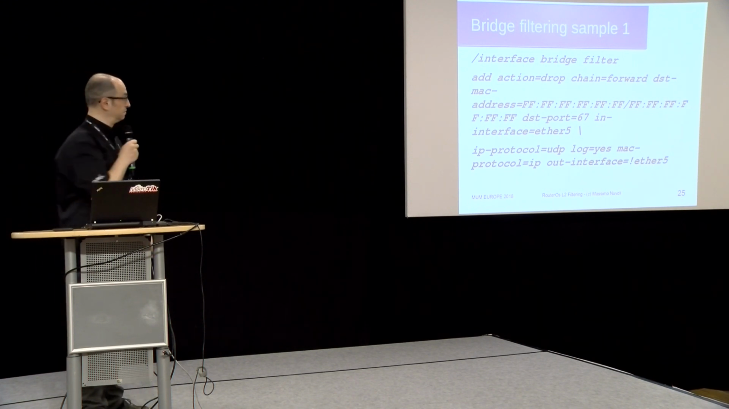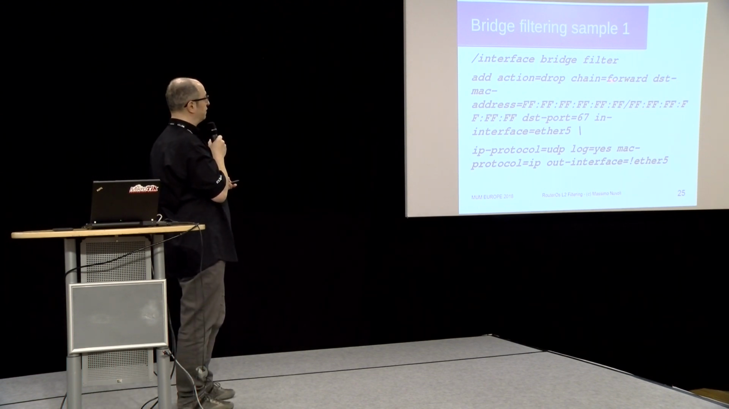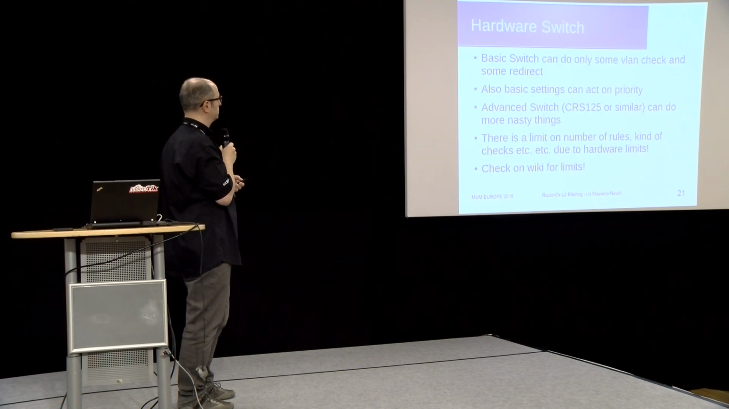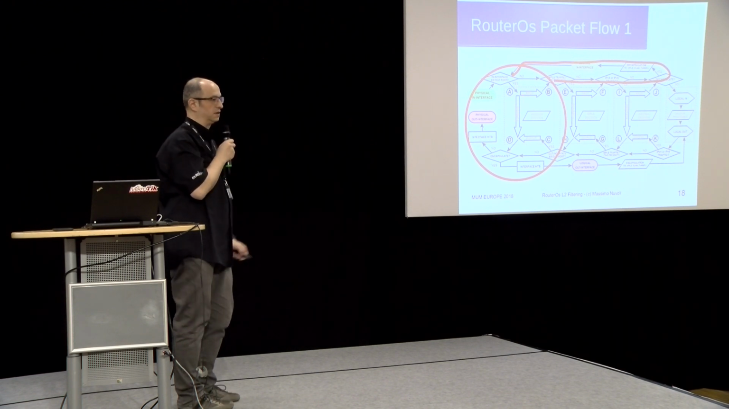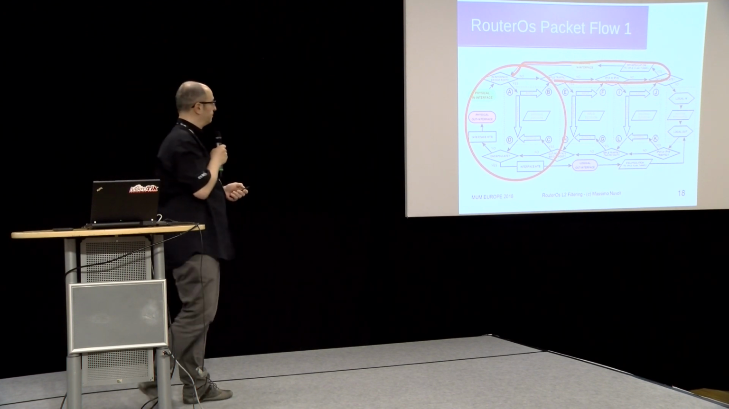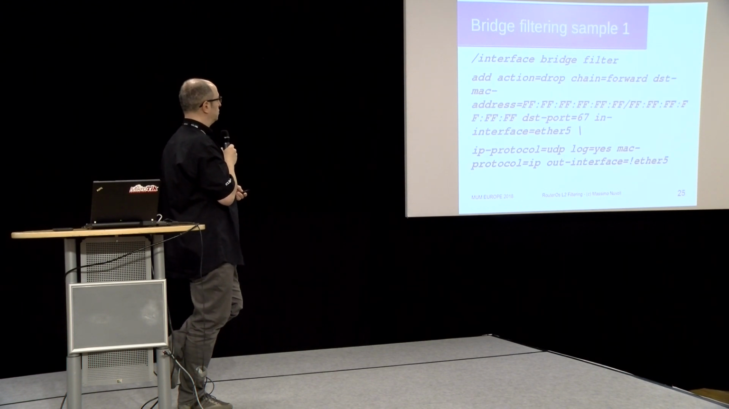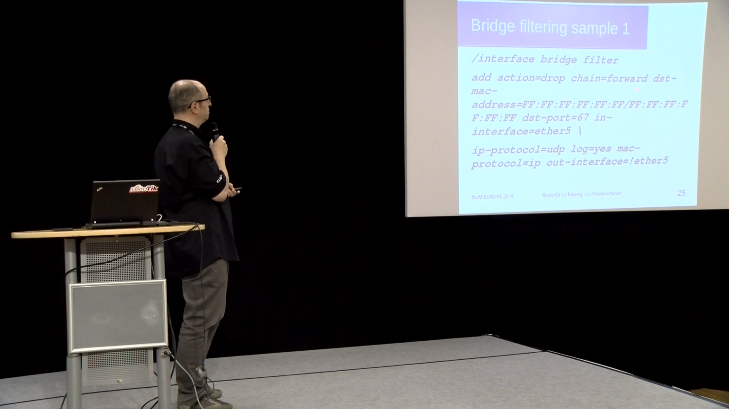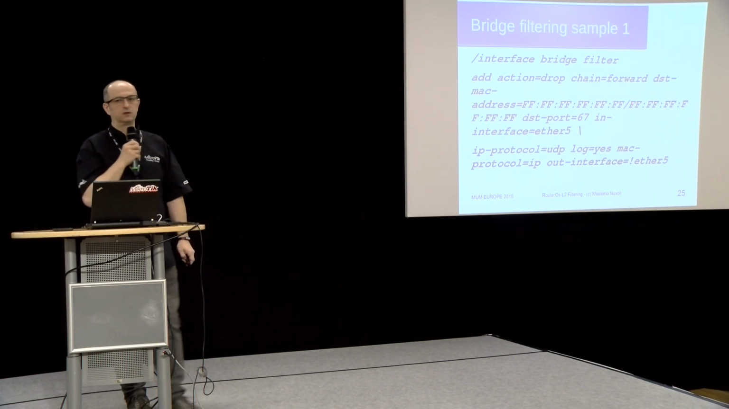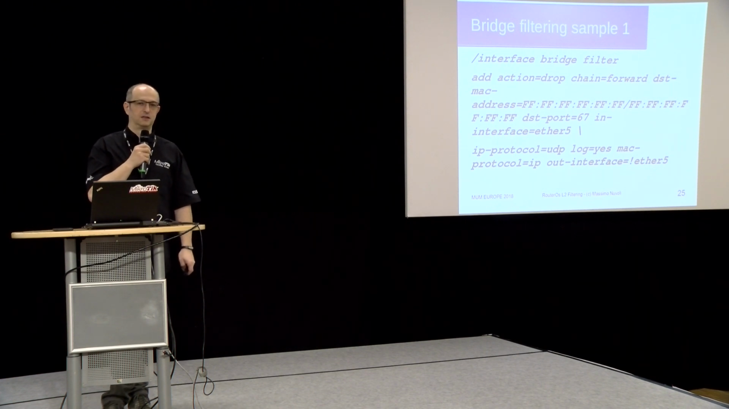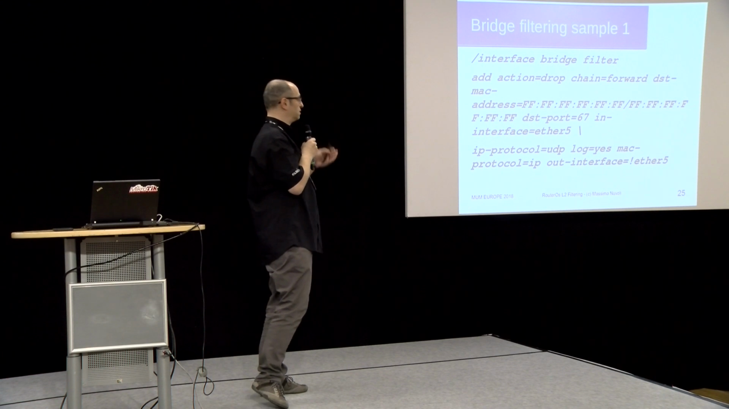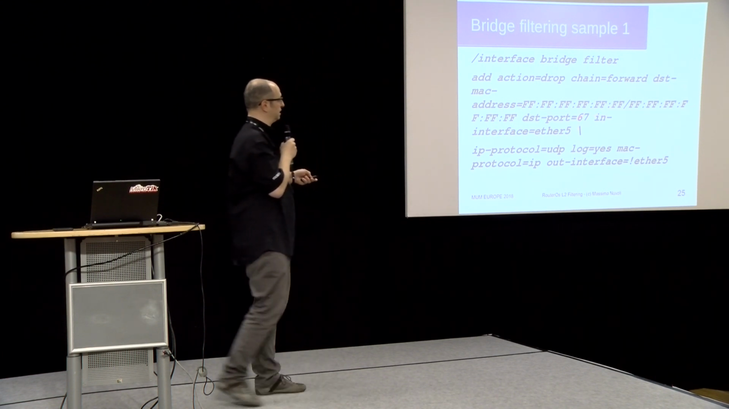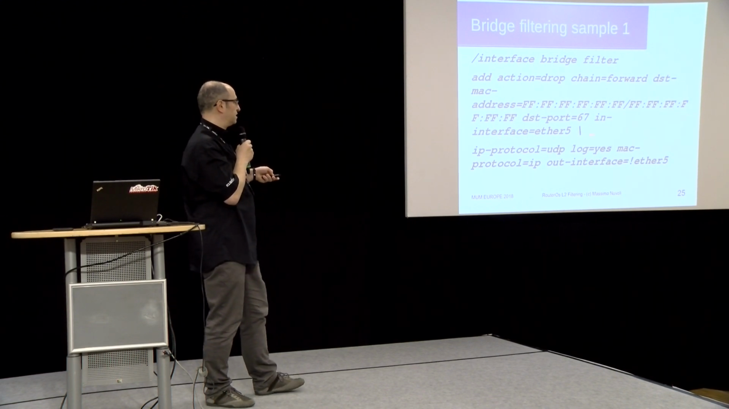Then, this is the first example to show you some interesting things about filtering. This is simple. We do this in the chain forward. This is a packet that is not local and goes to the forward chain inside the flow. Just to show you, this is a packet that has destination MAC address all F. Does someone know what this is? This is a DHCP request. This is the destination port 67. This is an example with the interface header Ether 5.